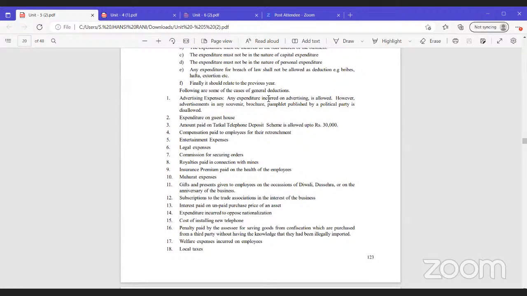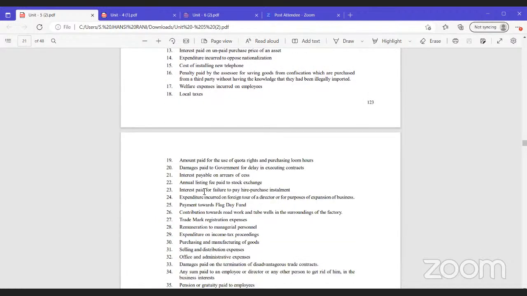See, advertising expenditure is a business expenditure and is allowed. But if it is given in any souvenir, brochure, or pamphlet published by a political party, it is disallowed. Like this, all these expenses are considered business expenditure. For example, bonus on Diwali Puja. Is it business expenditure or not? Tell me, please. No, ma'am, it's not a business expenditure.